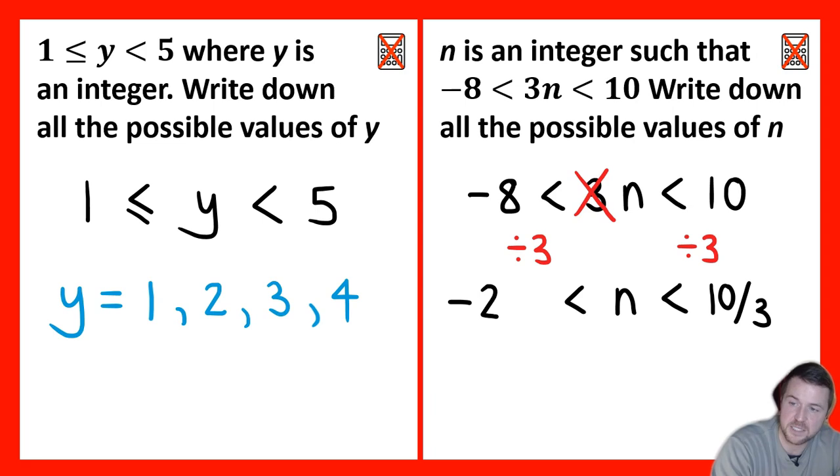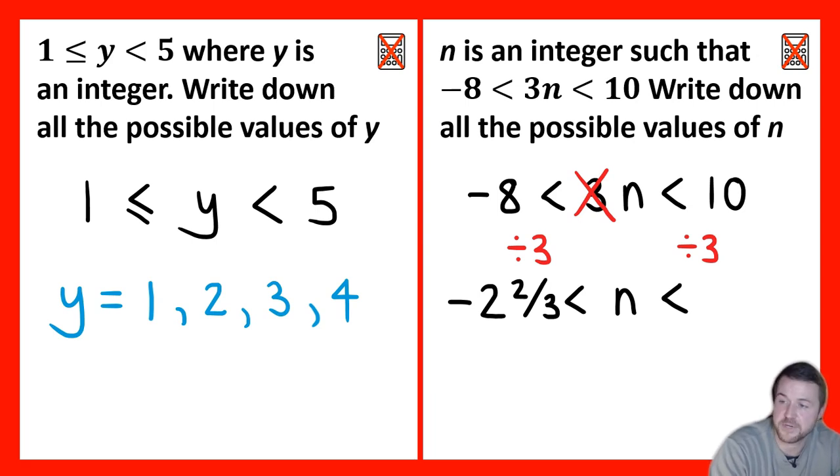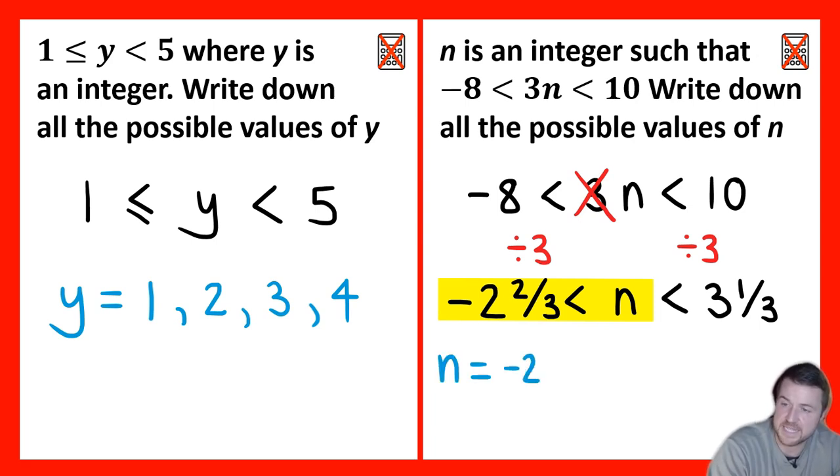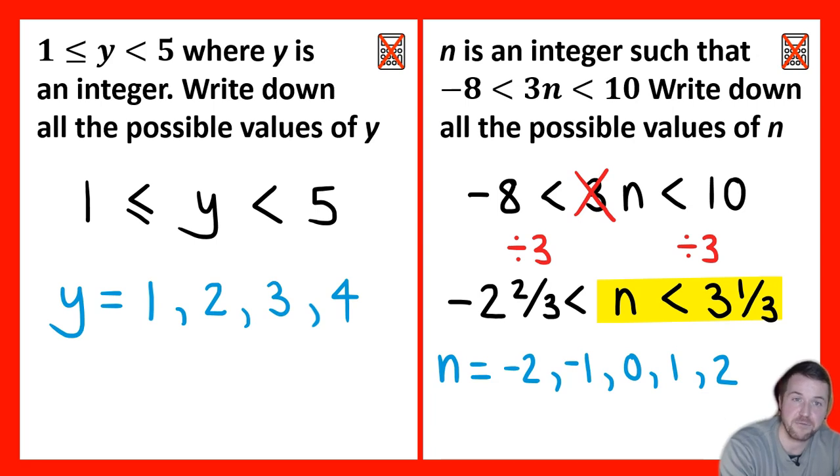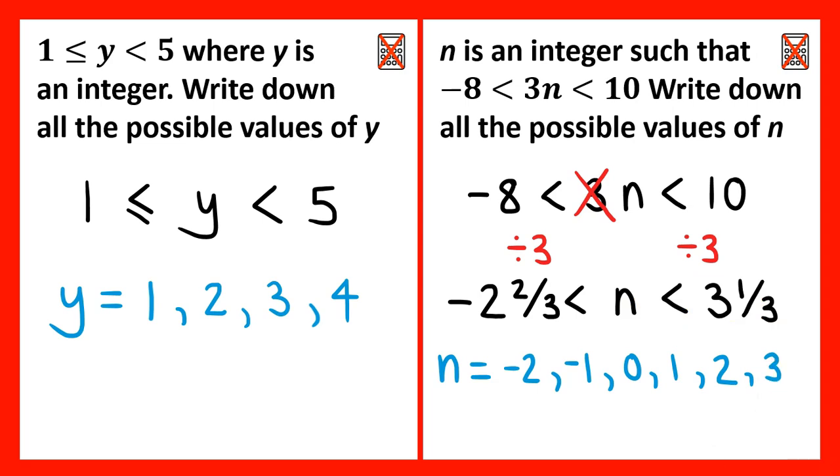3 goes into 8 twice, with a remainder of 2 left over, so negative 2 and 2/3. And 3 goes into 10 3 times, with a remainder of 1, so 3 and 1/3. So the smallest value of n needs to be greater than negative 2 and 2/3. So the lowest value it could take is negative 2, then negative 1, 0, 1, 2, and n has to be less than 3 and 1/3, meaning the largest value it could take is 3.